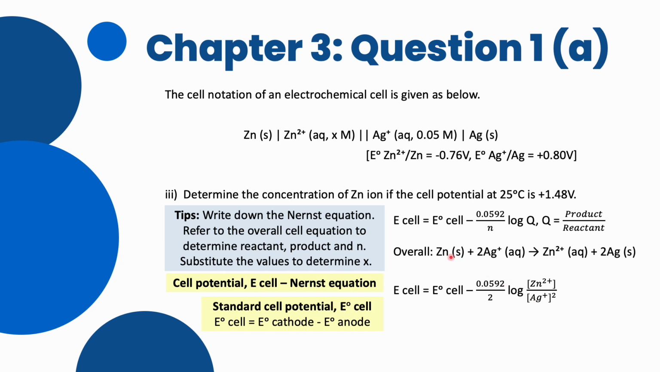Reactant, again, this one we start with zinc solid, so solid will be excluded in the equation, but then we have one more species, 2Ag+, so here Ag+ to the power of 2 because we have 2 at the front based on stoichiometry. Okay, so this is the overall cell, or this is the Nernst equation. Then we can do the calculation where we substitute the values to determine x.